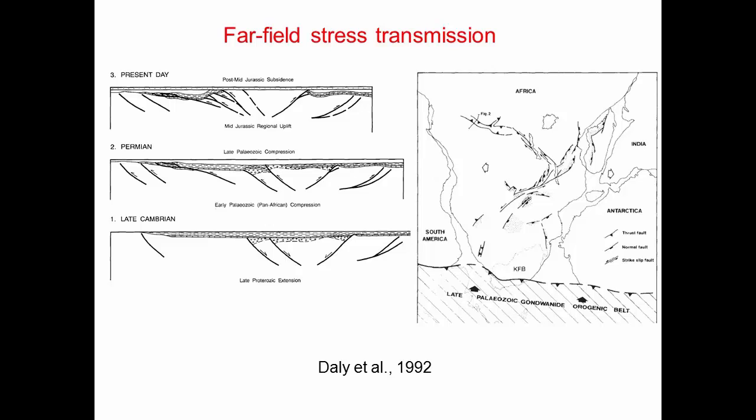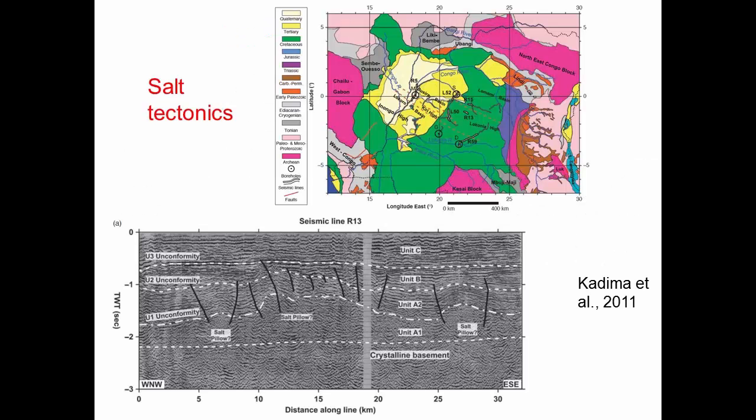And then you have a second phase of reactivation of these faults during the late Paleozoic, where you have the formation of the Karoo Basin here and the Cape Fold Belt to the south of Africa with this large subduction system to the south. Again, you get the far-field stress transmission into the interior part of Africa, causing reactivation of these thrust faults and continued development of this structural high in the middle of the basin. So that's Daly et al.'s story.